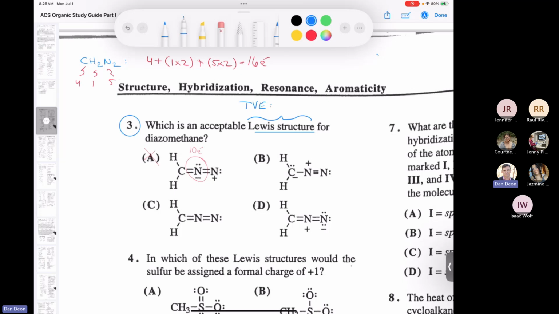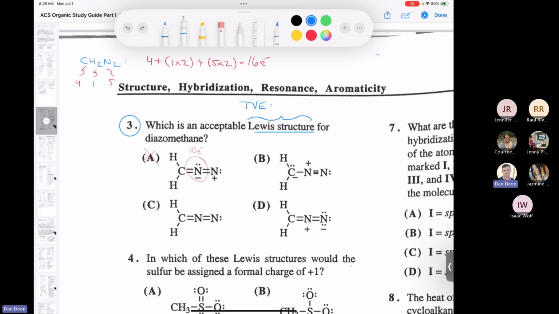Also, if you tally up the total number, you have 1, 2, 3, 4, 5, 6, 7, 8, 9, 10, 11, 12, 13, 14, 15, 16. So that looks right. They just put way too many electrons around the nitrogen there, so that's a big problem. What else? Does anybody else see anything that's particularly egregious here?